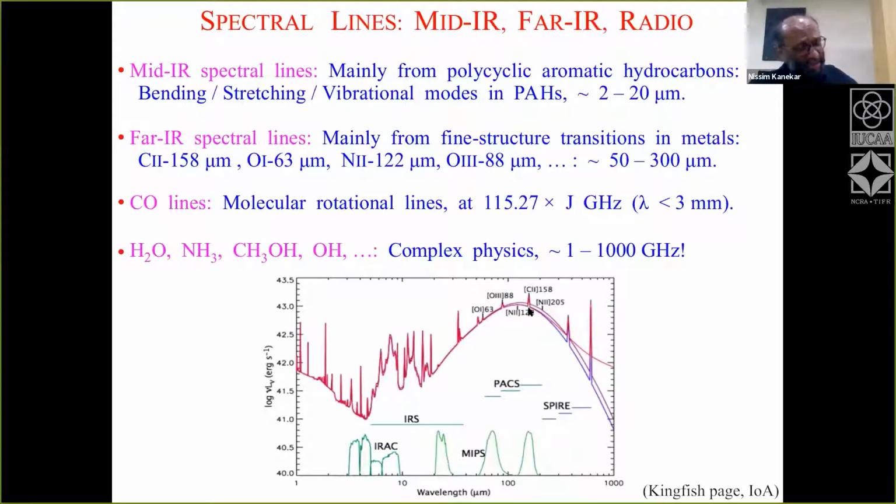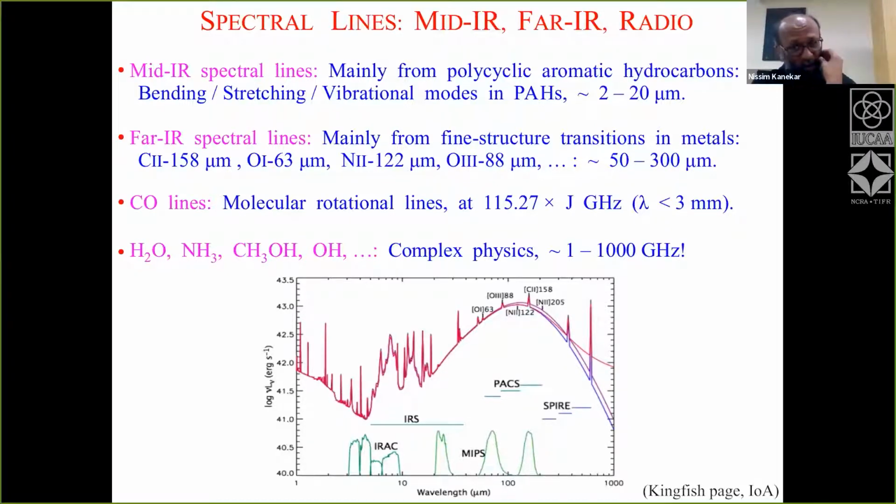And these lines, again, have a problem because they are in the far infrared, which you can't observe from the ground. Again, you need to send satellites into space to observe these lines. For example, for the Herschel satellite, one of its primary science goals was to observe these far infrared spectral lines from galaxies and the nearby universe.